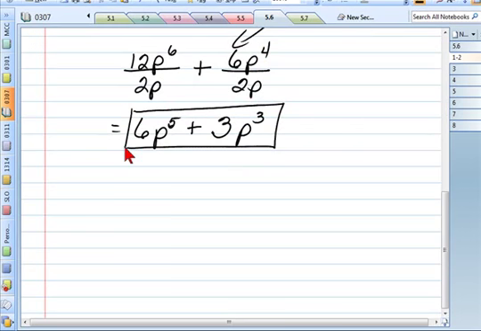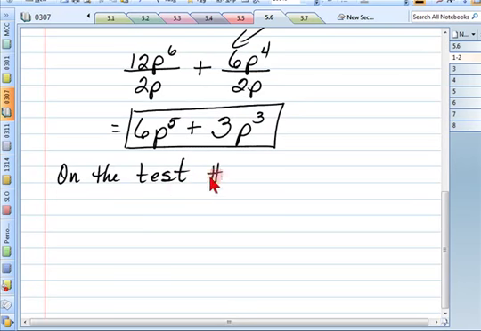Now I do want to add to that. Yes, sir. Adding them together, yes, I can add them together, but you did put a qualifier on there: if they are like terms. Now they are both p's, but this one has a 5 exponent, this one has a 3 exponent, so they are not like terms. Good point though.